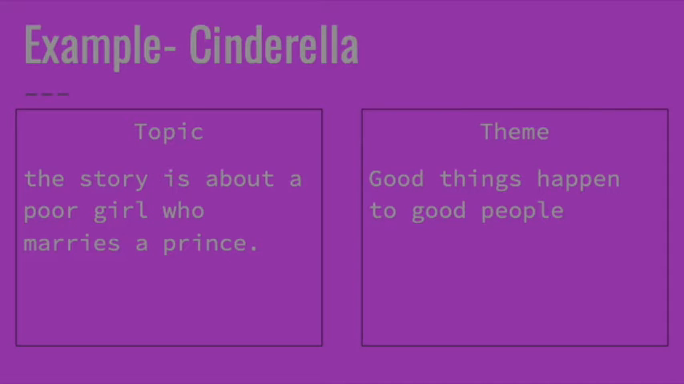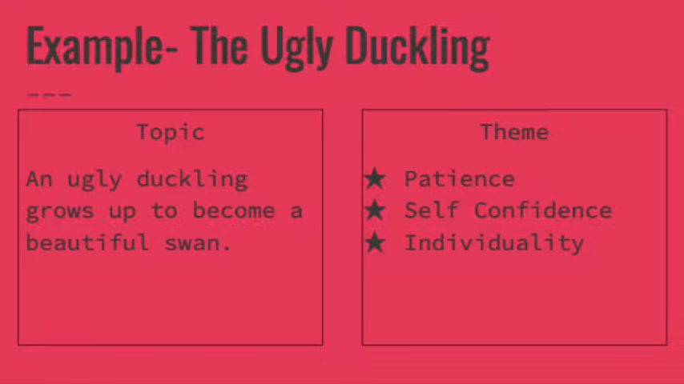So our first example is Cinderella. So the topic of Cinderella is that the story is about a poor girl who marries a prince. So that's the topic. Now the theme of the story is that good things will happen to good people. So you can see kind of how the topic and the theme are different, and the theme is found by looking at the topic.